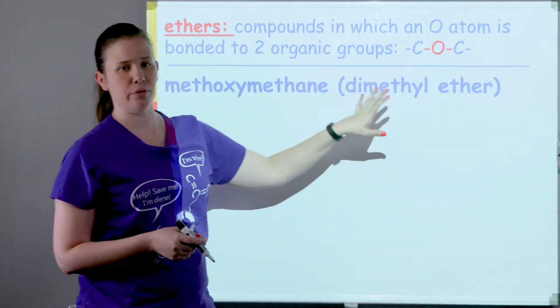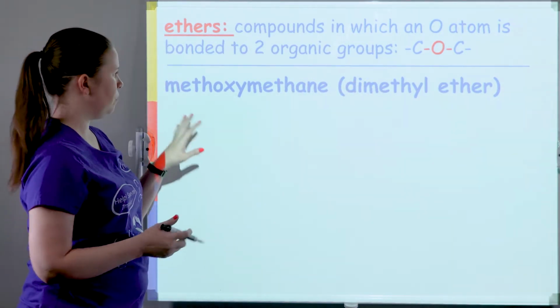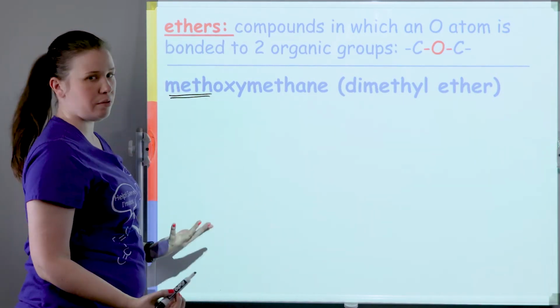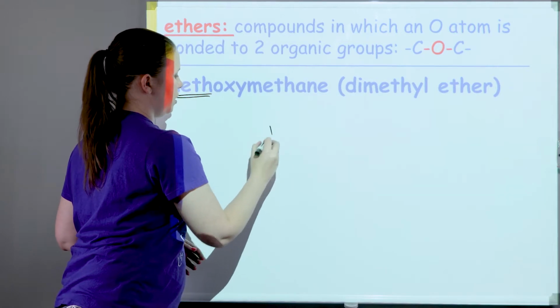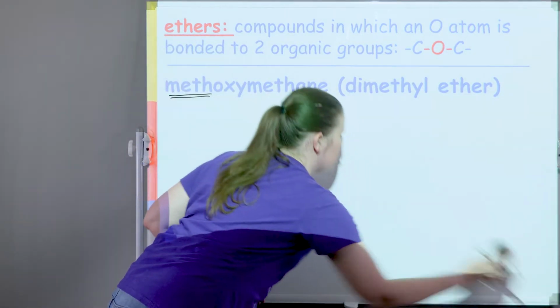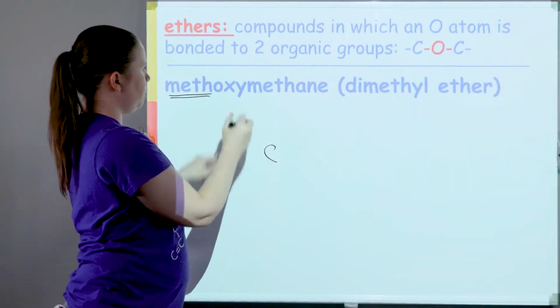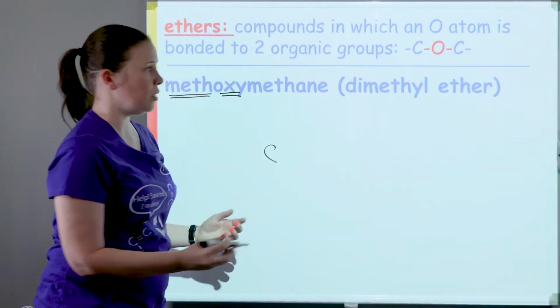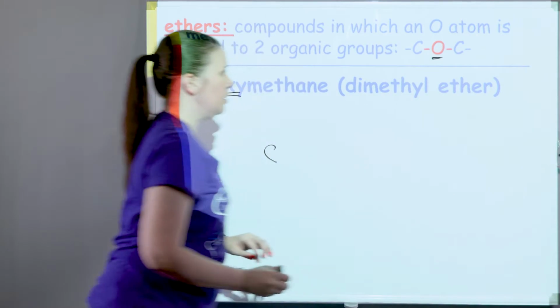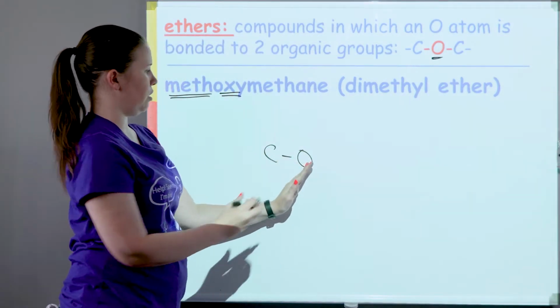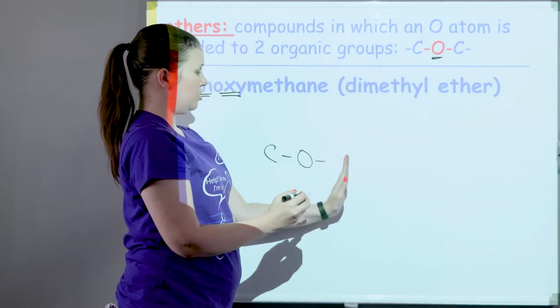So I want to explain how both of them can work to give us the name. Let's start with the first one. What do we think meth might mean? Well, meth just meant 1 carbon. Then we see oxy, and guess what oxy would represent? Our oxygen. So I'm going to have 1 carbon attached to an oxygen, and then attached to something else.